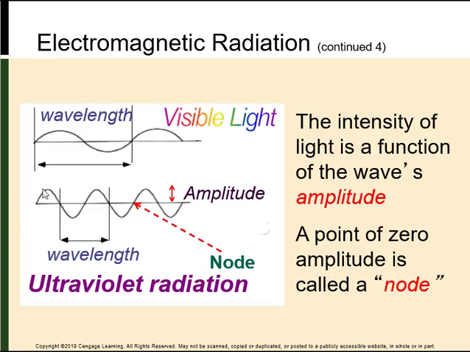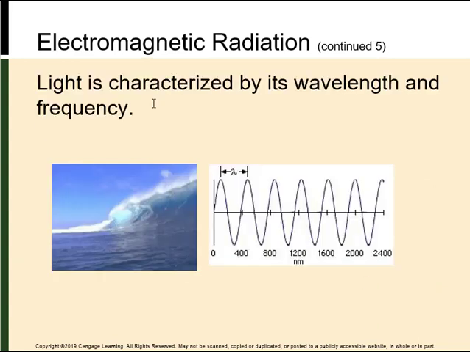So we can see that there's 1, 2, 3 crests in this amount of time, versus in the same amount of time there's only 2 crests. The point of zero amplitude is called the node. So here's another one. Here's the wavelength. Looking at crest to crest would be a measurement of our wavelength, or we can say trough to trough.